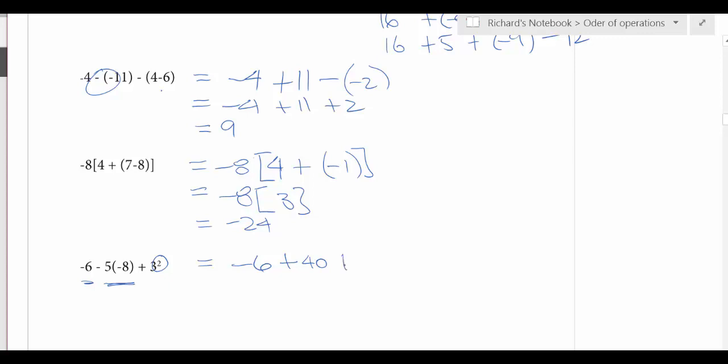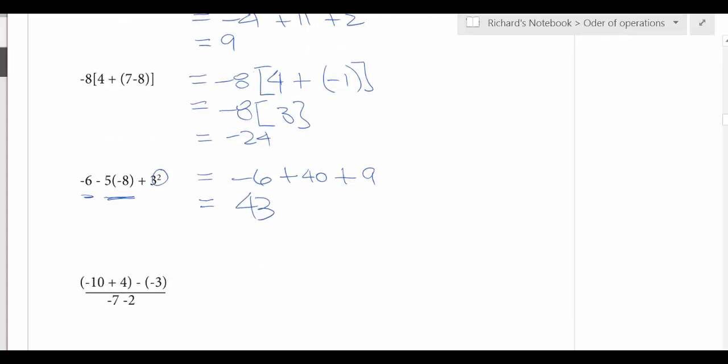And then I've got a plus sign, and then there's 3 squared. 3 squared means 3 times 3, which is 9. Well, now I can go ahead and evaluate the expression. -6 plus 40 is 34. 34 plus 9 is 43.